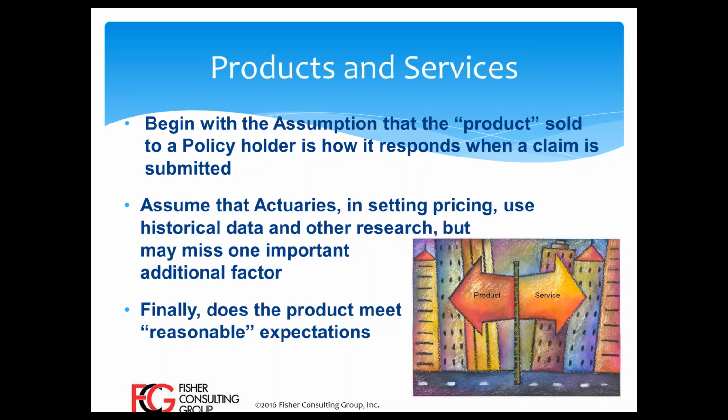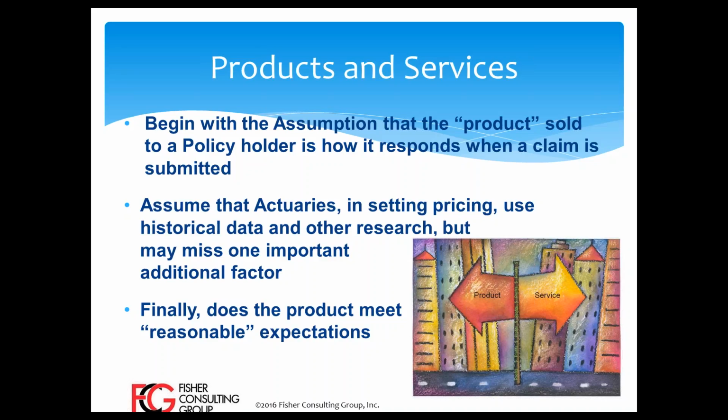Assume also that actuaries, in desiring to set the pricing, certainly use historical data and do other research to determine what may be a pricing mechanism that is going to work and return a profit for the insurance company, but they do miss an important factor, which we're going to get to in a moment. Finally, of course, does the product meet the reasonable expectation of the insured? And does it live up to the reasonable expectation?